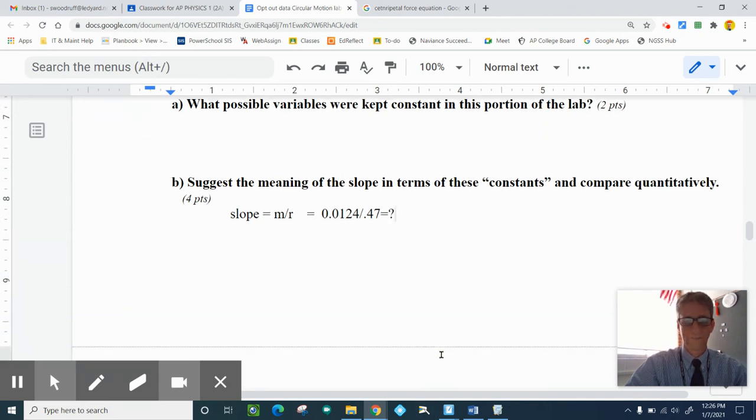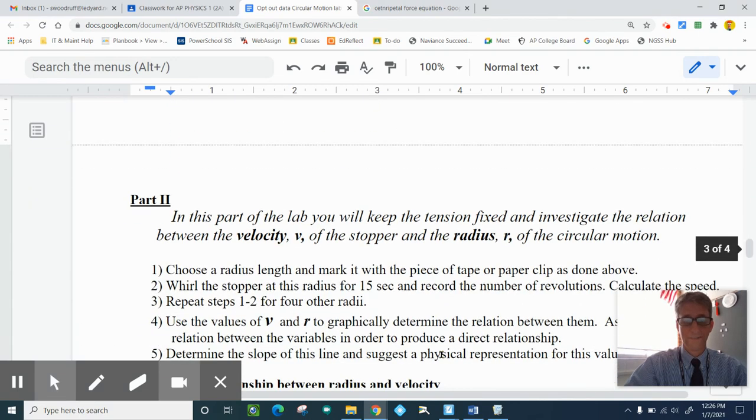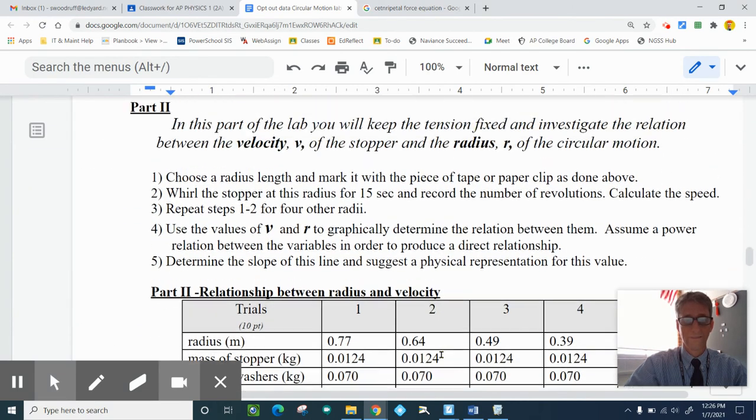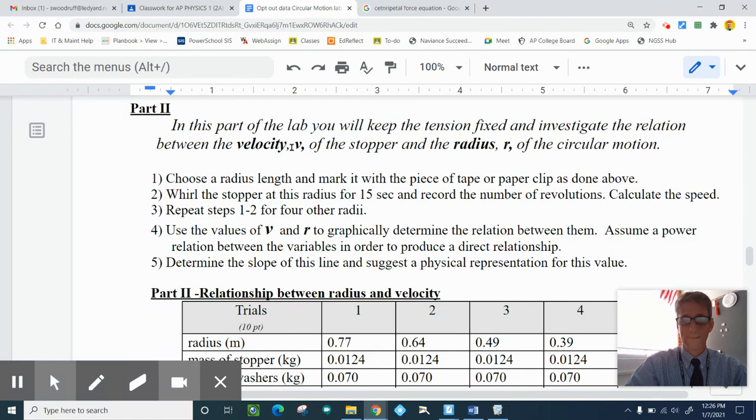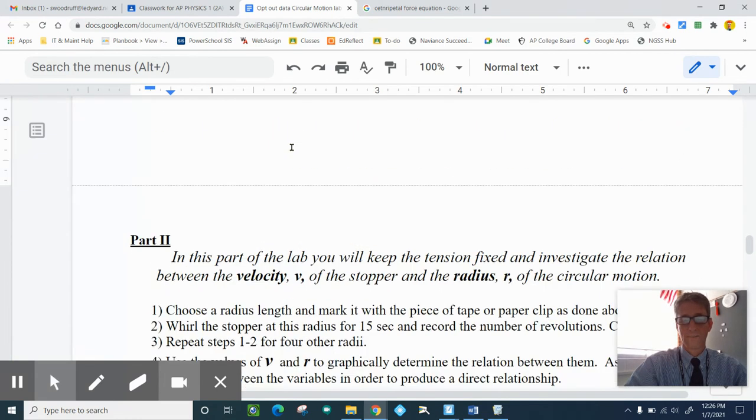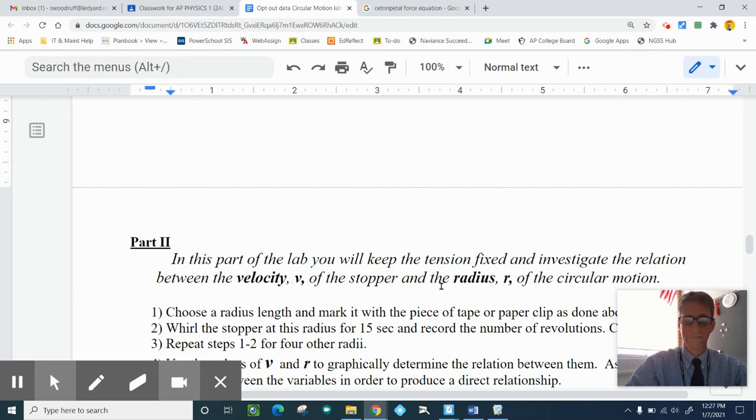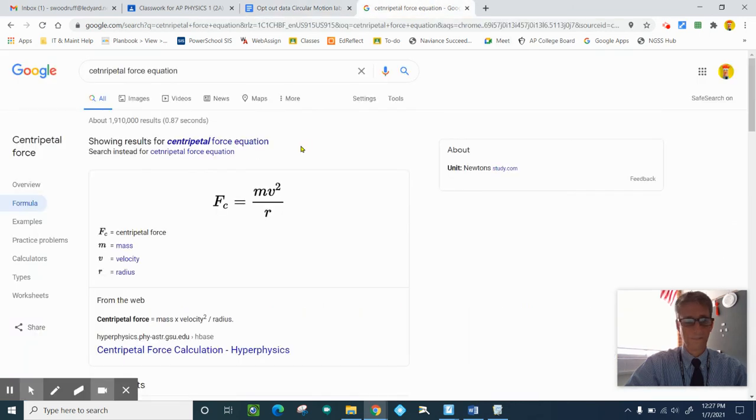Okay. Now we're basically going to repeat that same process in part 2. But now instead of the force versus the velocity, we're going to do the velocity versus the radius. If you go back to our little equation here, we're looking at these two, the velocity and the radius. So what's going to be held constant? The mass of the stopper, that's always constant. And we're going to keep the force the same. So we're not going to change the number of washers hanging off the end, which creates a centripetal force.